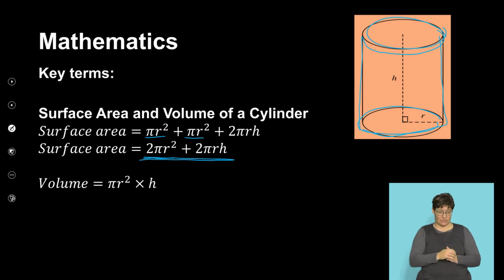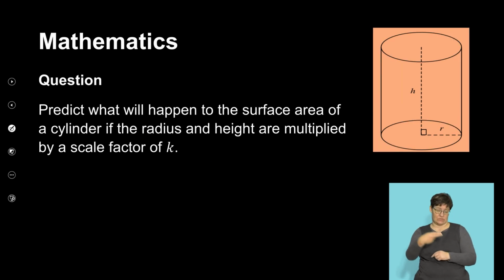The volume of a cylinder is the area of the base, and the base is a circle. So it's pi r squared, and this is multiplied by my perpendicular height. So the volume of a cylinder is pi r squared times height. So I'm going to ask you to predict what will happen to the surface area of a cylinder if the radius and the height are both multiplied by a scale factor of k.